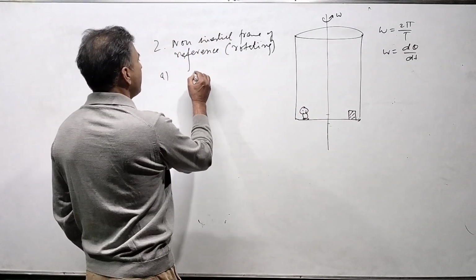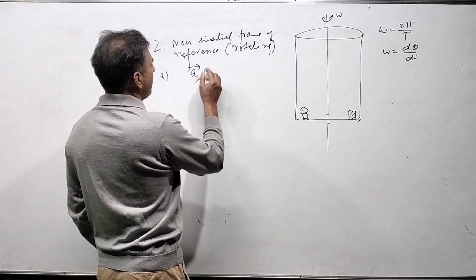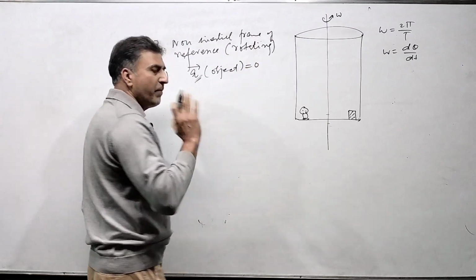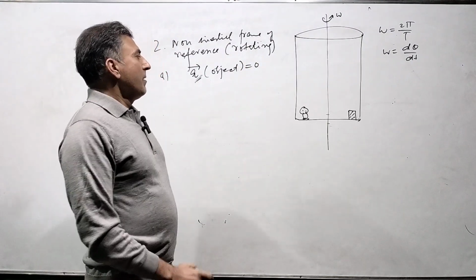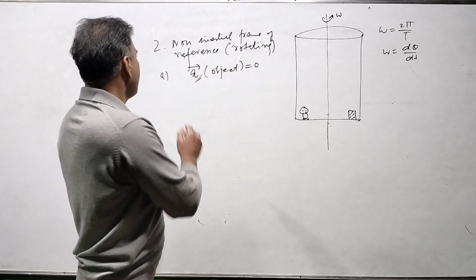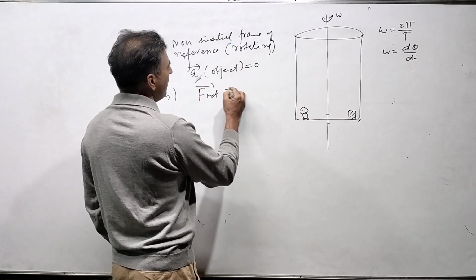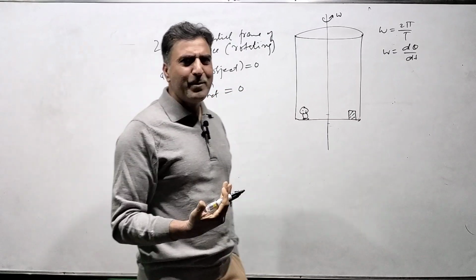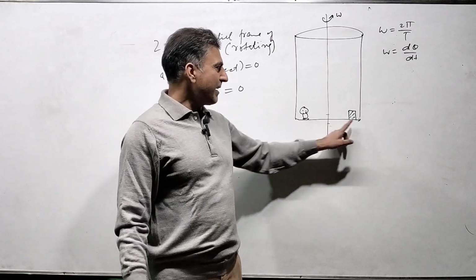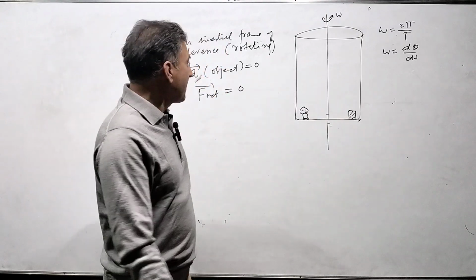So first of all, he says the net acceleration of the object is 0. That is the first answer he gives. B, if I ask him what's the net force on it, again he says 0, because if net acceleration for him is 0, the net force also for him is 0. He says net acceleration of this object is 0, and also he says net force is 0.